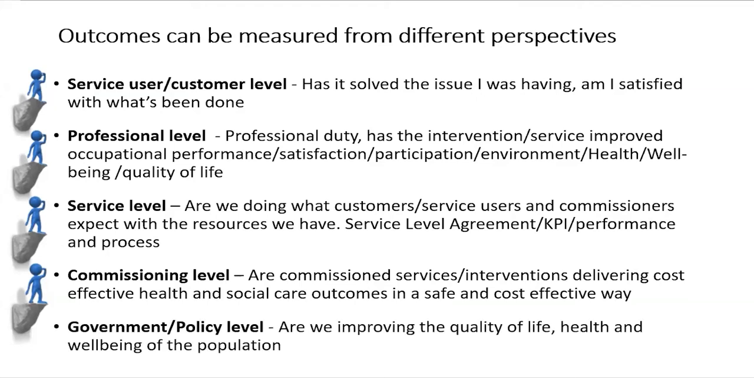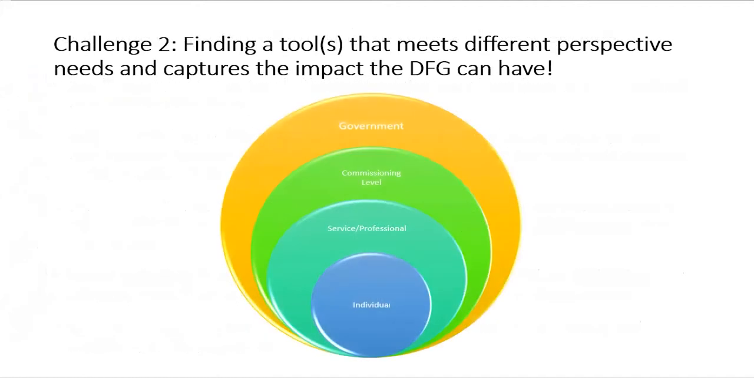And let's not forget government and that policy level. Obviously at that government level, there's a huge amount that's been invested in the DFG, so what they're interested in at that government policy level is, are we improving the quality of life and health and well-being of the population through the DFG? So as you can see, I think challenge number 2 is finding a tool, and I don't think it's probably possible, but finding a tool that enables us to capture outcomes from those different perspectives. So that's what I'm trying to illustrate by that slide there.